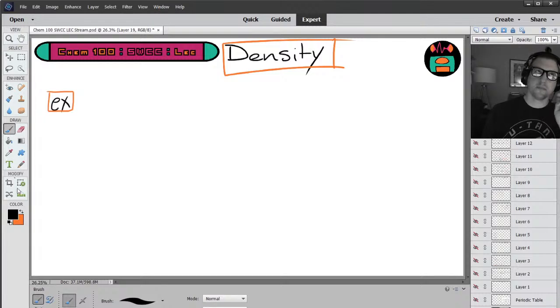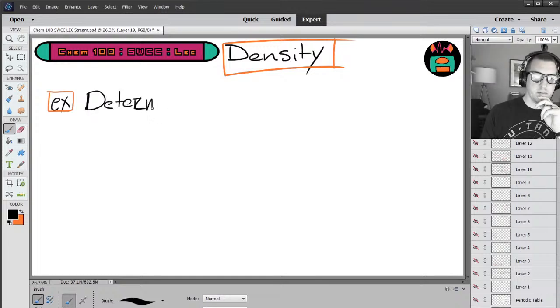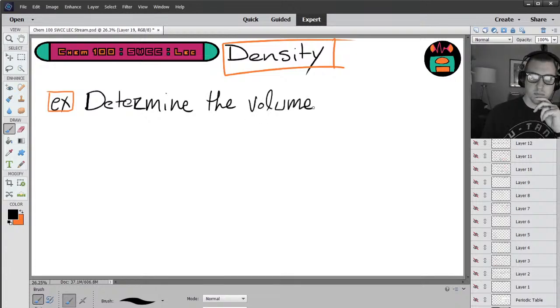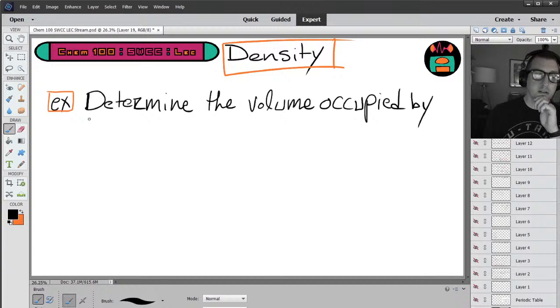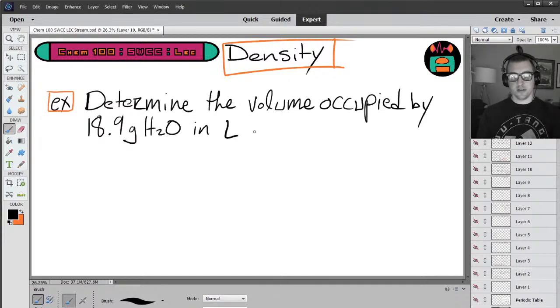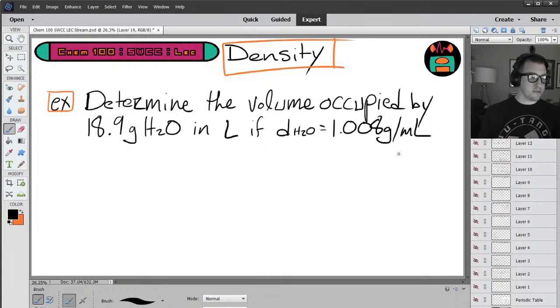All right, let's do another example. Determine the volume occupied by 18.9 grams of water in liters, if the density of water is 1.008 grams per milliliter.